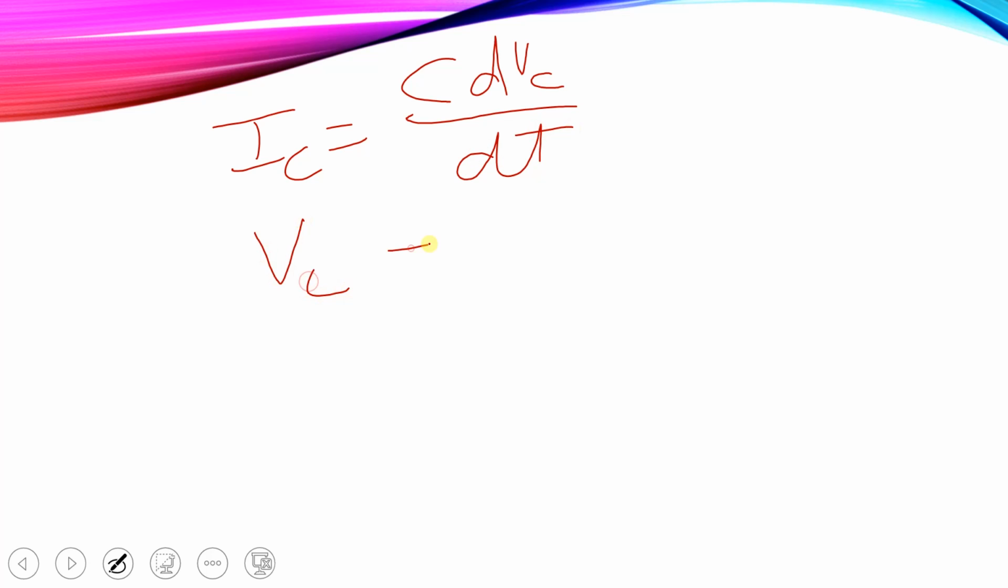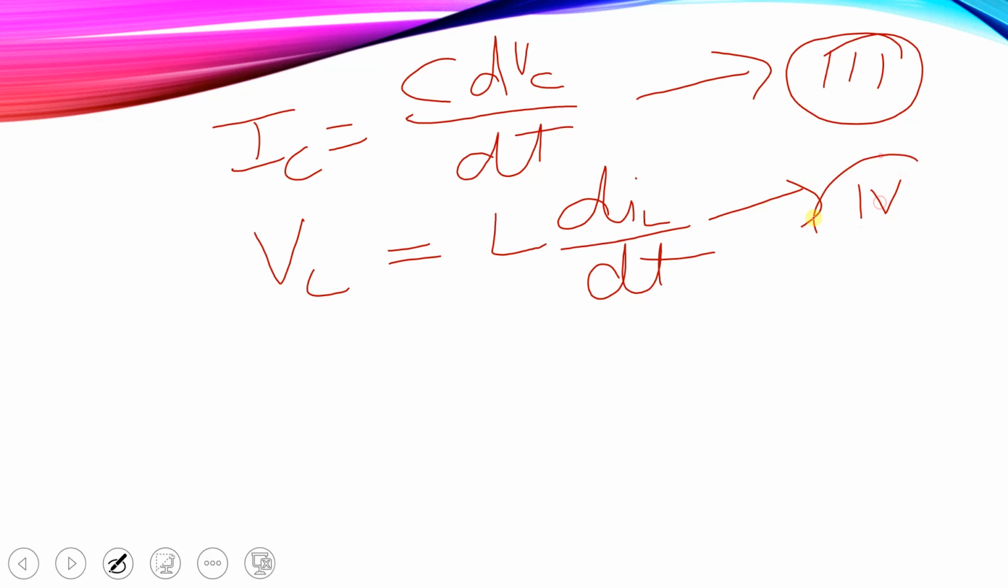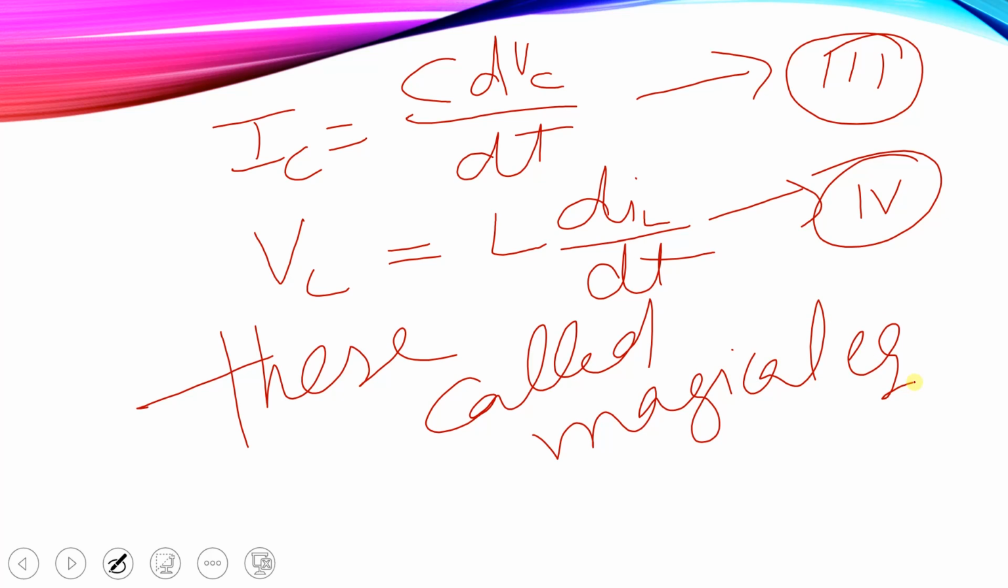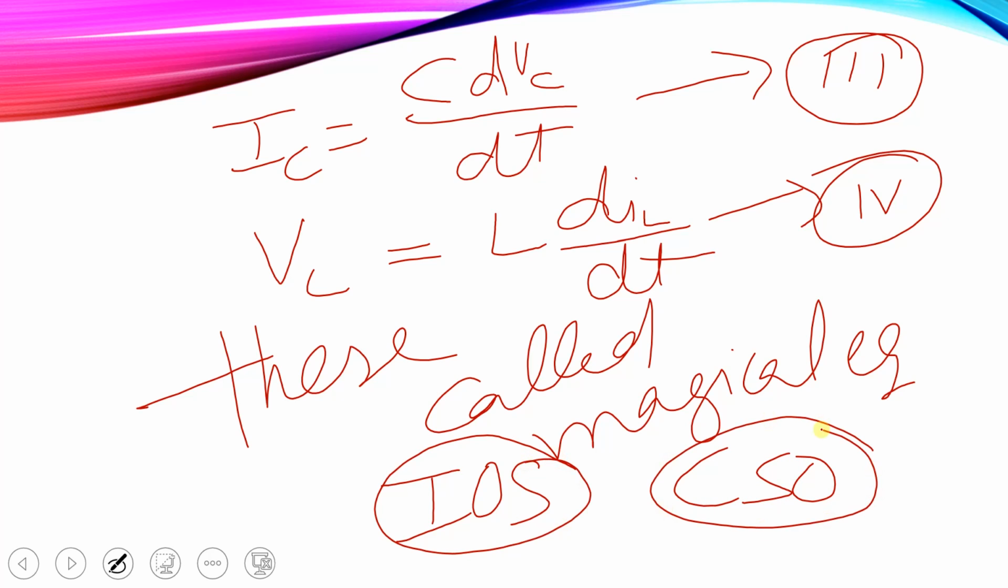And another one: IC, the current across the capacitor, is C dVC upon dt, and the voltage across inductance is L diL upon dt. Fine. So this is about these equations. This is the third equation, the fourth equation, and these are called magical equations, because with these equations we can solve all the numericals. And one more thing, always keep in mind ISO and CSO. ISO for inductance, CSO for capacitance.